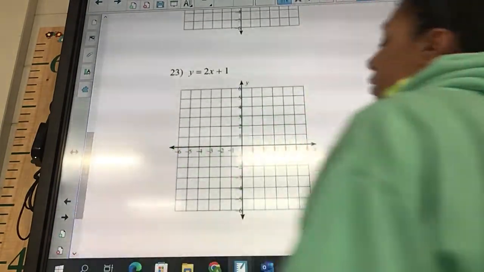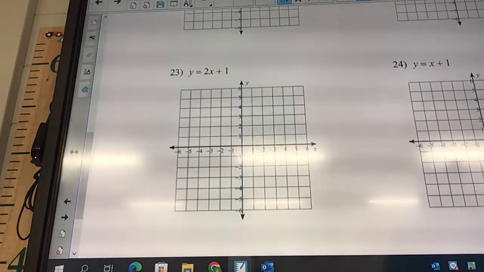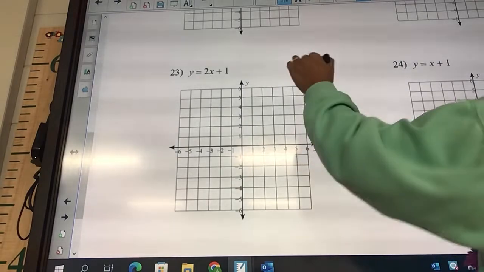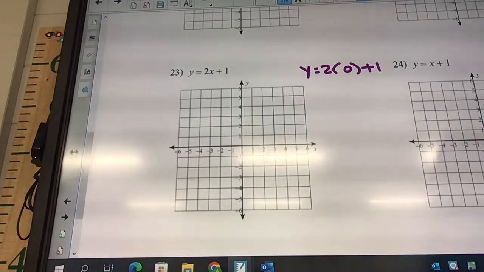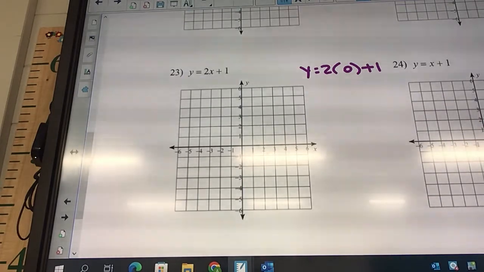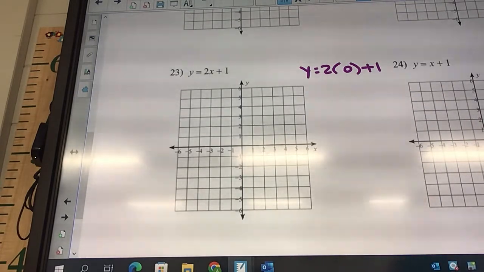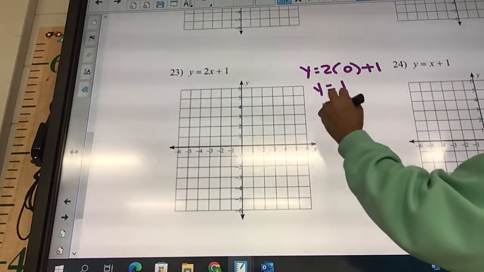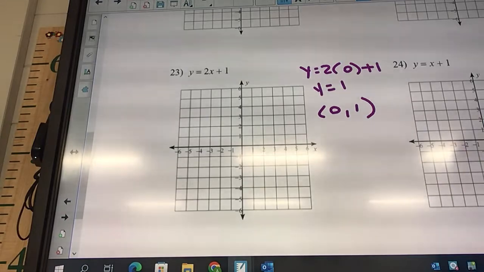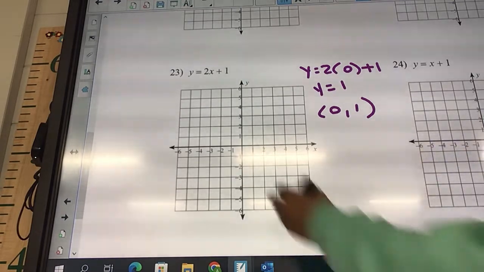Okay, last one, 23. We're going to plug in 0 where? X. I got y equals 2 times 0 plus 1. What is 2 times 0? 0. Plus 1. 1. How do we write this coordinate? 0, comma 1. Is that the x or the y? The y.